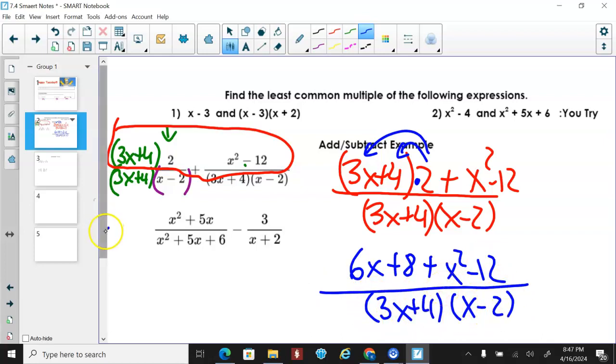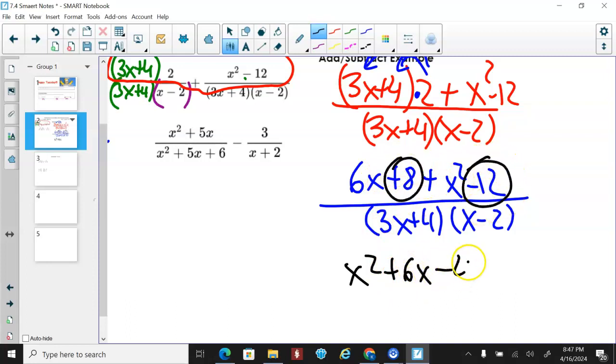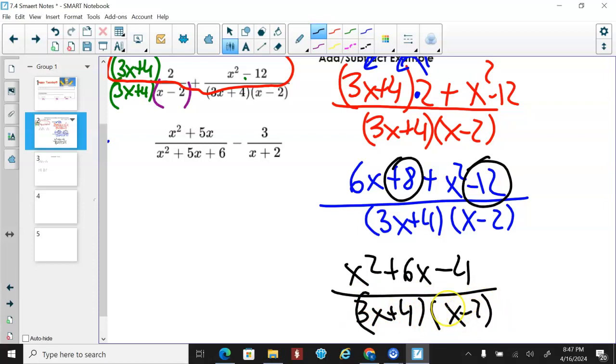Now, the only thing left is to combine like terms. I only have 1 x squared. I only have 1 6x. And then I have an 8 and negative 12, so it's going to be negative 4, over 3x plus 4 and x minus 2. And that's how you leave it.